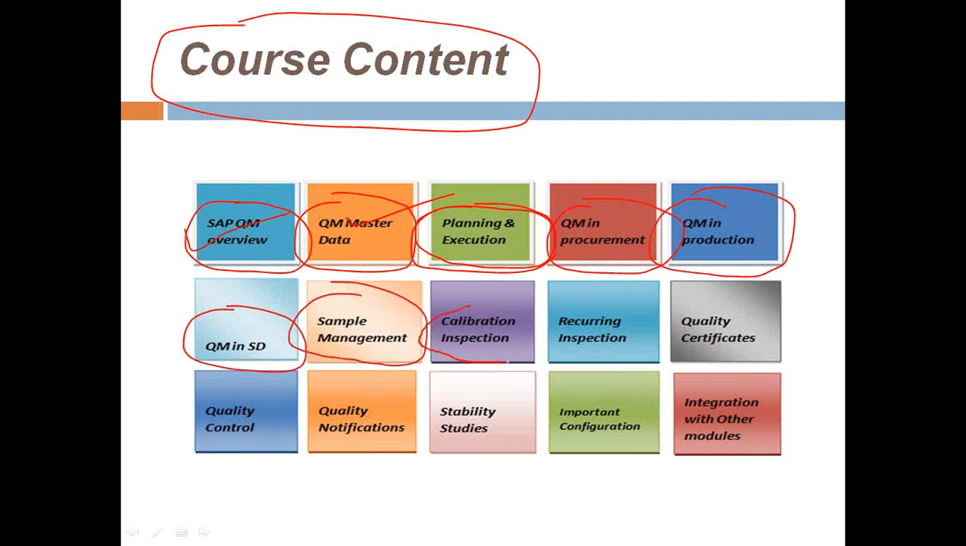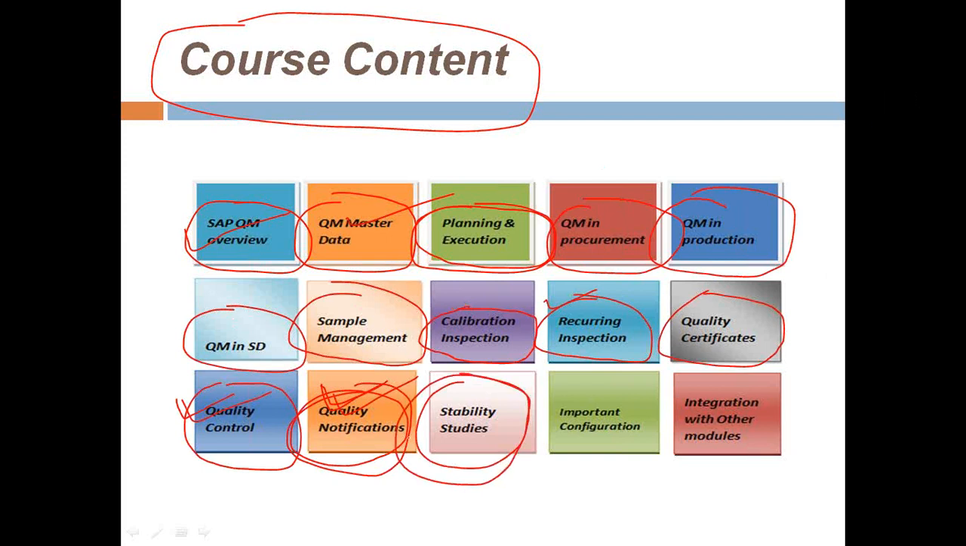Then we will learn calibration inspection. Then we will learn recurring inspection. What is recurring inspection? How it is used? Then quality certificates, how the quality certificates are printed. Then we will see quality control, how to monitor the quality systems. Then quality notifications. What are quality notifications? How they are created? How they are processed? Then we'll see stability studies.